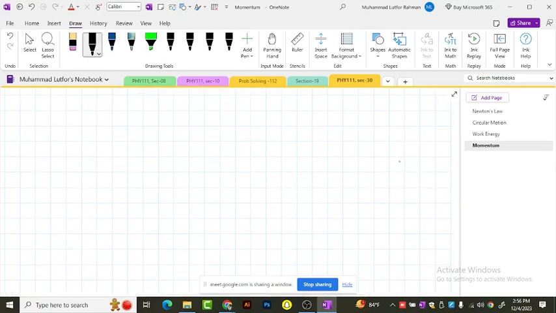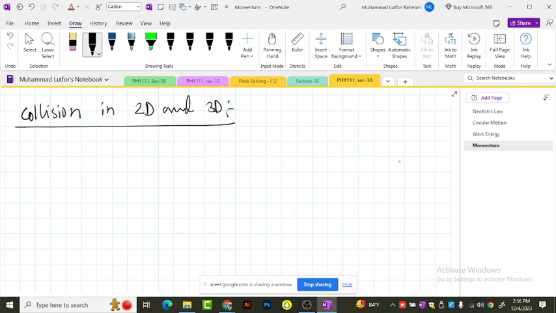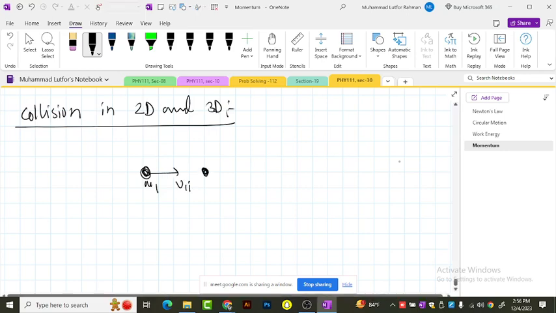Alright, let's talk about collision in 2D or 3D. The idea is the same. If you understand 2D, you can also solve 3D. Collision in 2D and 3D. In the case of 2D, let's say I have two masses. This is M1 with V1i, and another mass M2 with V2i.